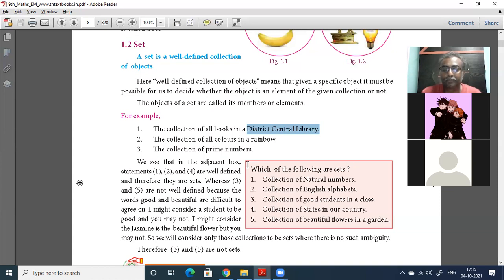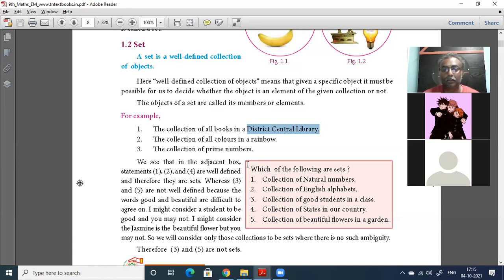Which of the following are sets? Number 1, collection of natural numbers. What does that mean? Numbers starting from 1, 2, 3, 4 like that. Okay. Next one, alphabets. What is that? From A to Z. Okay. Then the third one. Not a set, uncle.